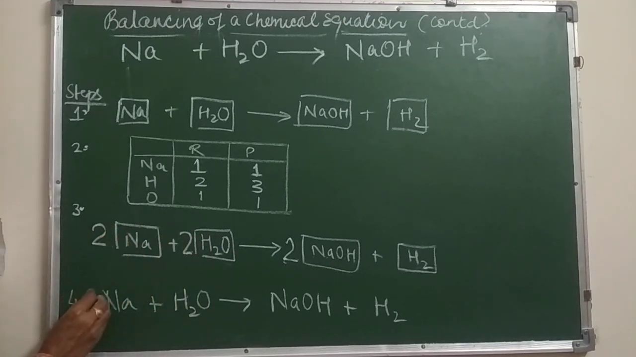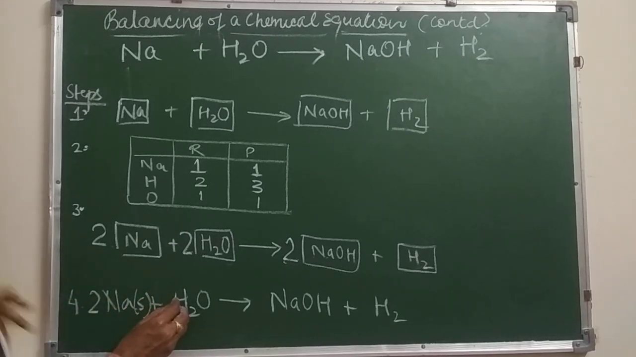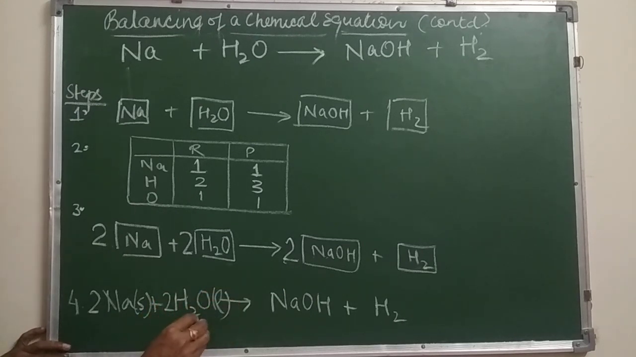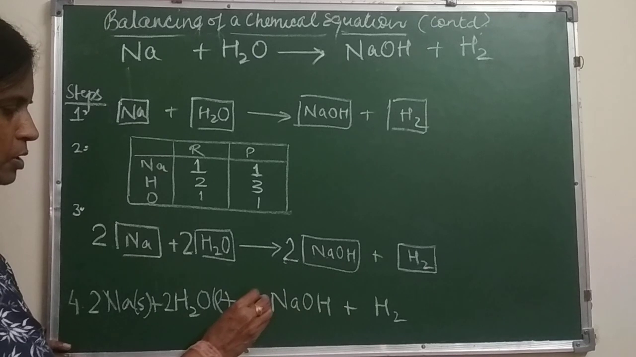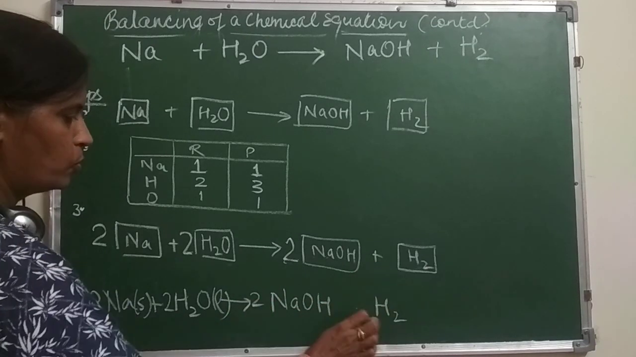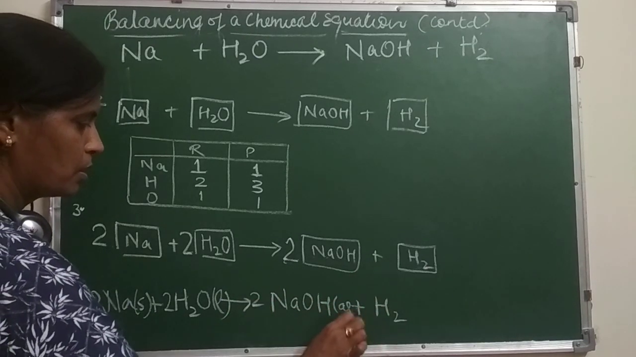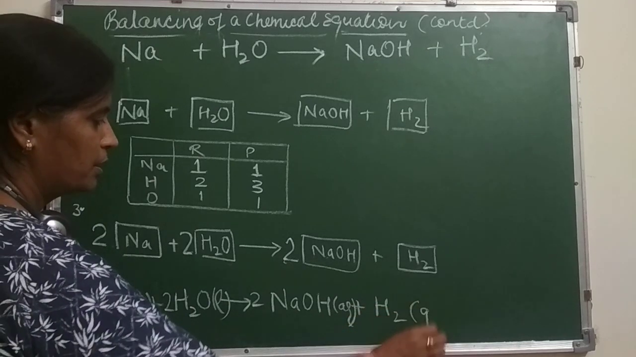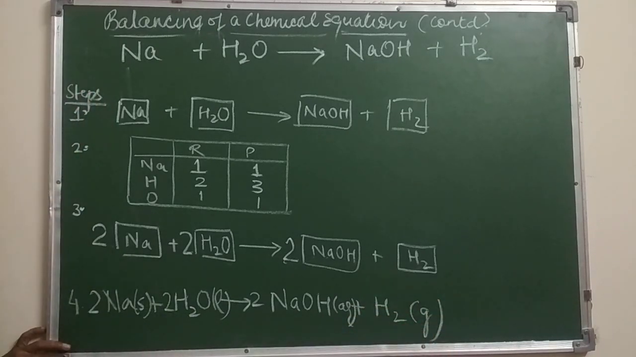So the final equation is 2 sodium, this is solid. Then 2 water, this is liquid. Sodium hydroxide 2, this is aqueous, and hydrogen is gas. So this is the final answer. Okay, thank you children.